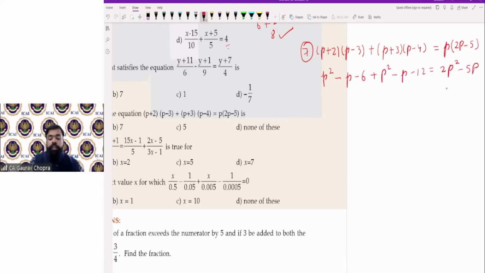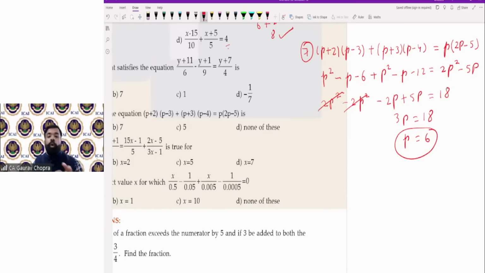From this you can see that we have 2p square, so bring that 2p square here also. Then minus p and minus p is minus 2p, plus 5p equal to 18. So 2p square is cancelled. What is left? 3p is 18. Therefore, the value of p will be 6, 18 upon 3. So just substitute the options or just multiply and get the answer.